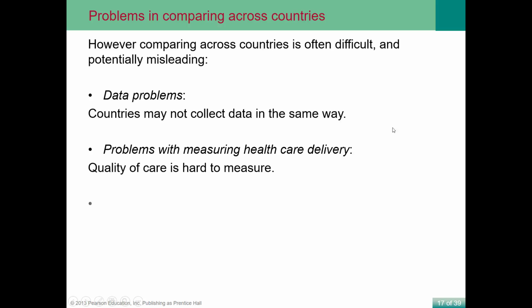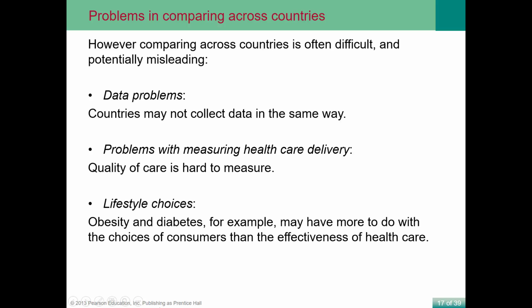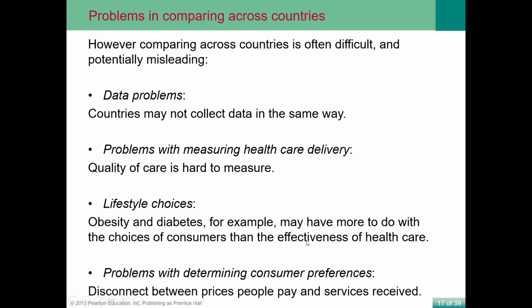And quality of care is hard to measure. Lifestyle choices play a role in this. So obesity and diabetes may have more to do with the choices of consumers than effectiveness of healthcare. Maybe our healthcare system is effective, and our lifestyle choices, we do riskier things, or we have a more obese population. So, problems with determining consumer preferences.